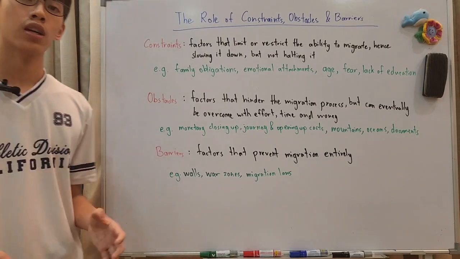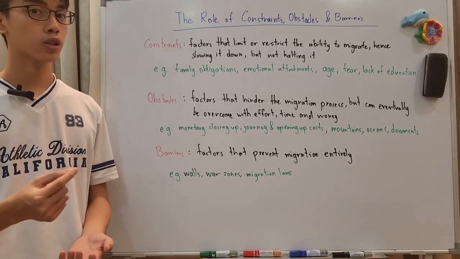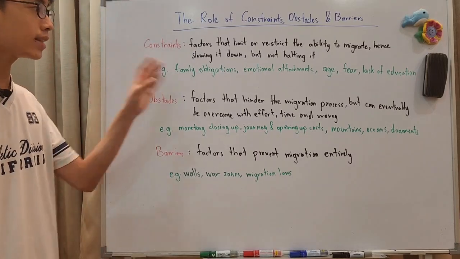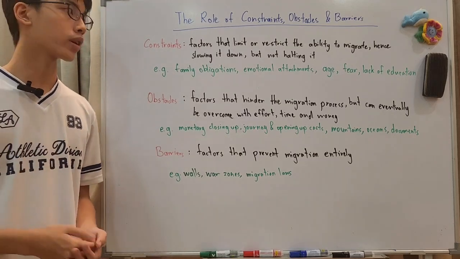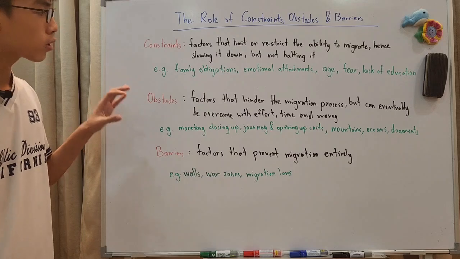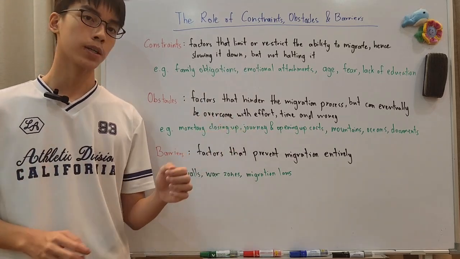So constraints generally occur at the start of the migration process, when you're deciding whether you should migrate right now or in the future, or if you should at all. And these factors slow down the migration process, but it can be overcome after some time. Whereas obstacles are factors that hinder the migration process, but can eventually be overcome with effort, time, and money.